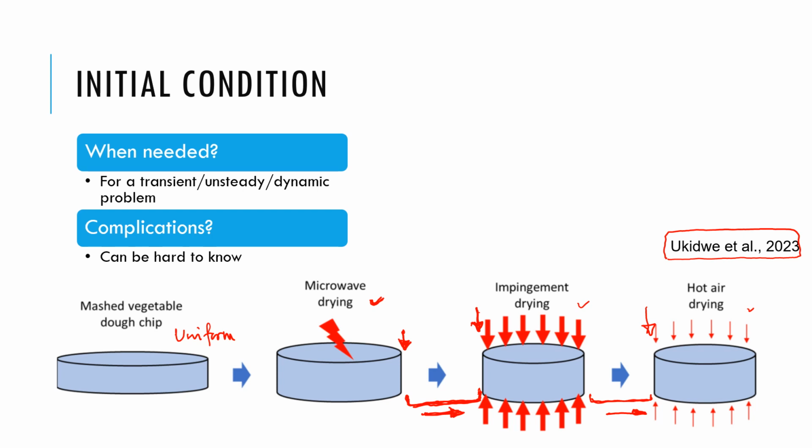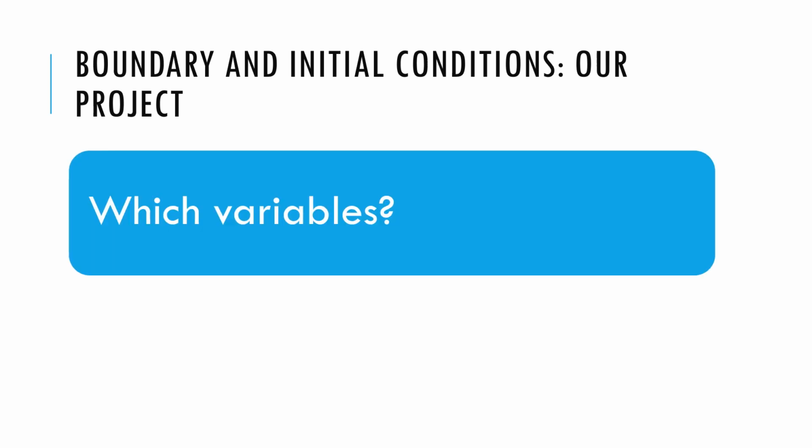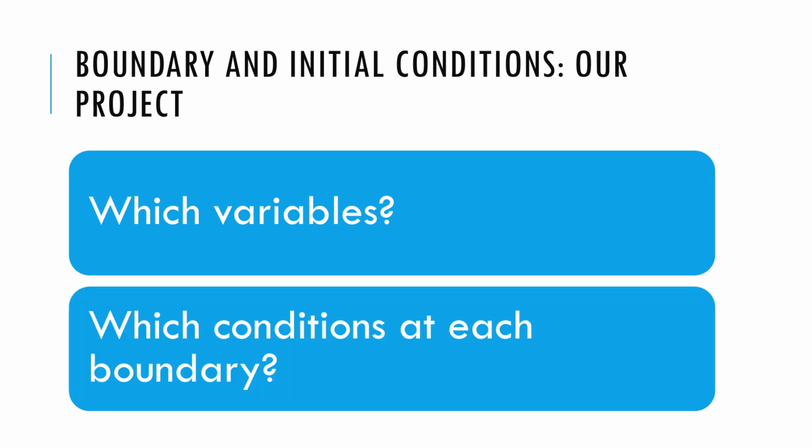So we should not get into including all of these complications as we are setting up the model first, as is the case now. So now is the time to apply. I would like you to pause the video and apply the discussions that we had for boundary conditions and initial conditions to the problem that you were thinking of. You want to think of which variables you are solving and which conditions would be reasonable at each one of the boundaries.